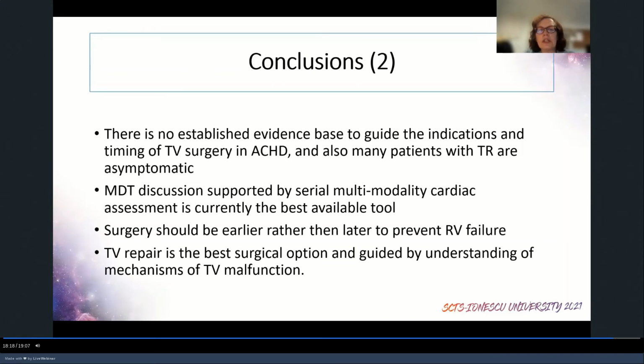There is no established evidence base to guide the indications and timing of tricuspid valve surgery in this group, and also many patients with TR are asymptomatic. So MDT discussion supported by serial multimodality cardiac assessment is currently the best available tool to look at the indications and timing for surgery. Surgery should be earlier rather than later to prevent right ventricular failure, and tricuspid valve repair is the best option and guided by understanding of mechanisms of tricuspid valve malfunction.